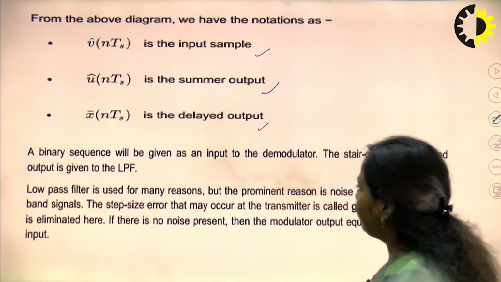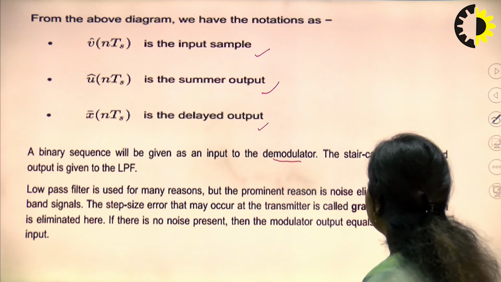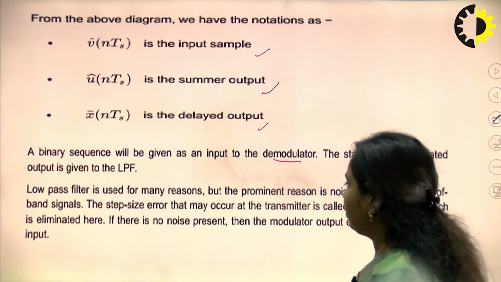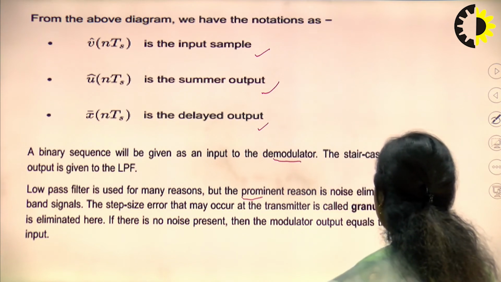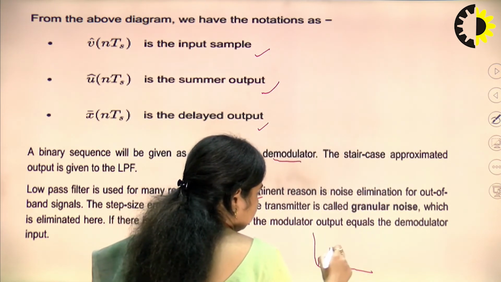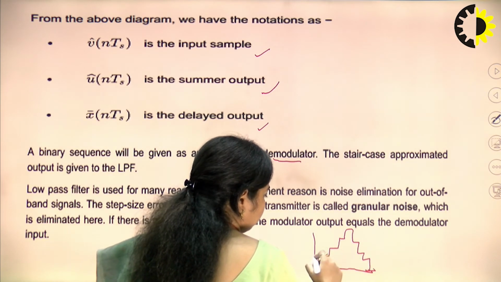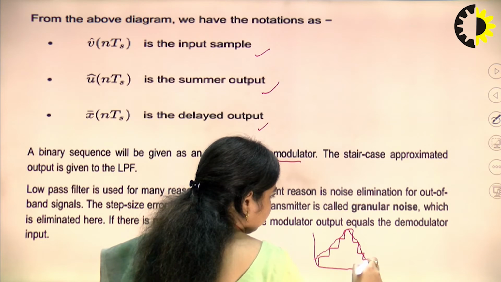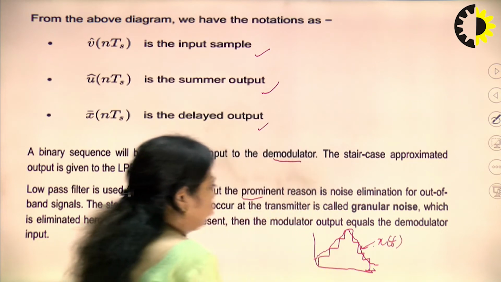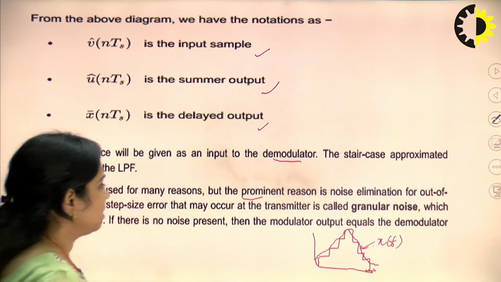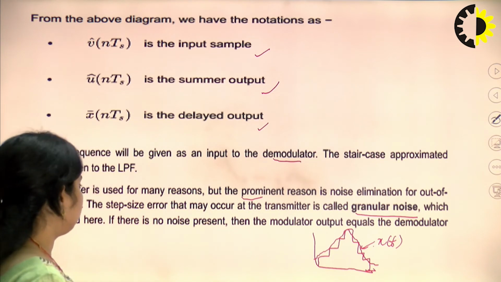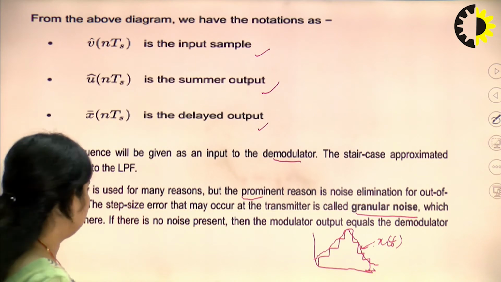So a binary sequence will be given as an input to the demodulator. The staircase approximated output is given to the low pass filter. Basically the low pass filter is used for many reasons, but the prominent reason is noise elimination for out of band signal. So let's say when we have approximated the signal, this is a kind of staircase approximation, and we want to find out the input waveform. So when this particular approximated signal, that is a kind of x(t) only, is out of the range at the transmitter side, then it constitutes a noise that is known as granular noise, and it is a kind of idle noise only. So which is eliminated here. So if there is no noise present, then the modulator output equals the demodulator input.